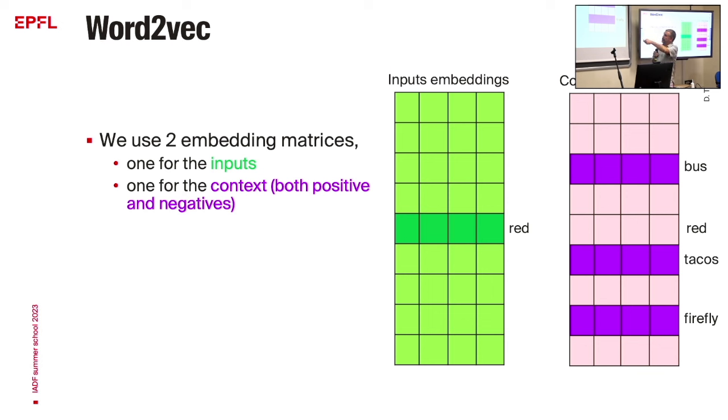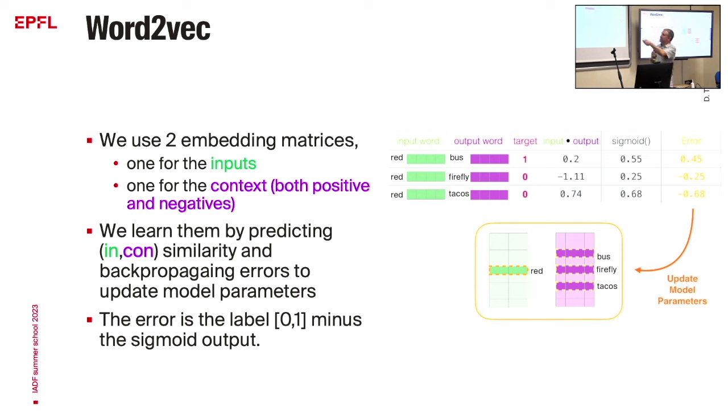So you have your matrix that you want to learn. This is the embedding matrix. Let's say this line corresponds to the word red. And then you have another matrix for the context, which at the beginning is the same, and then it will diverge. Every line is a word, and of course the same line corresponds to the same word. Now you start extracting words and comparing embeddings, which means that you take the embedding of red, the embedding of bus, you know that the label is one because you know they co-occur. Then you take red and firefly, and you know that they never co-occur, and red and tacos, they never co-occur.